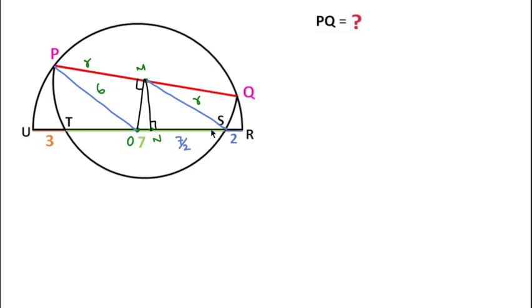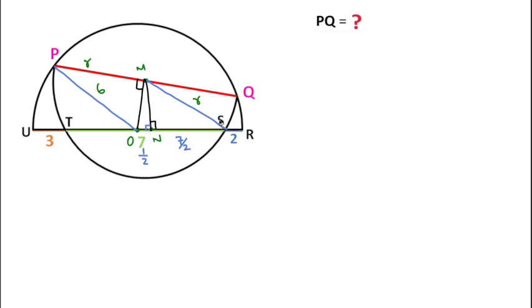And OR is the radius for this bigger semicircle, which is equal to 6 unit. Since SR is 2 unit, then OS is 4 unit. So ON will be what? 1 over 2. So that 1 over 2 plus 7 over 2 becomes 4. Now we can see that there are three right angle triangles in this figure.